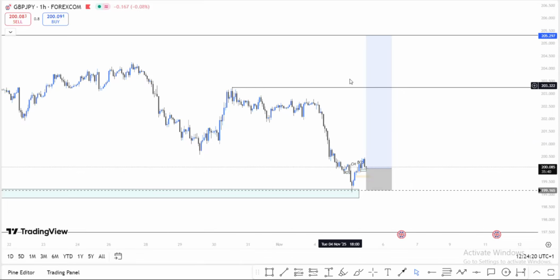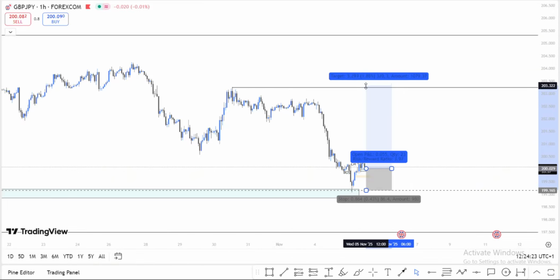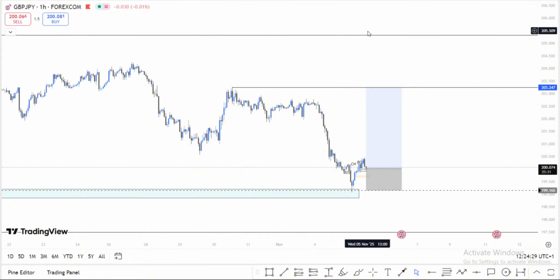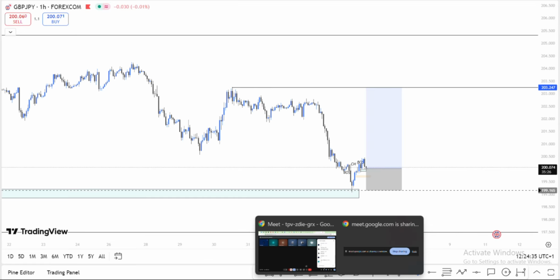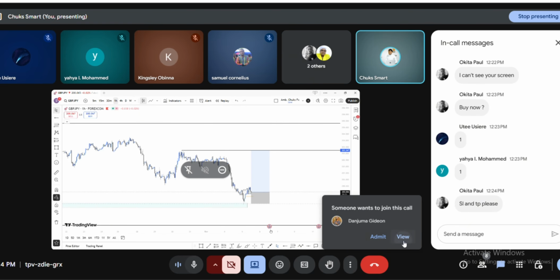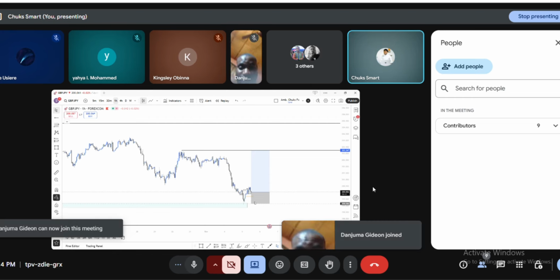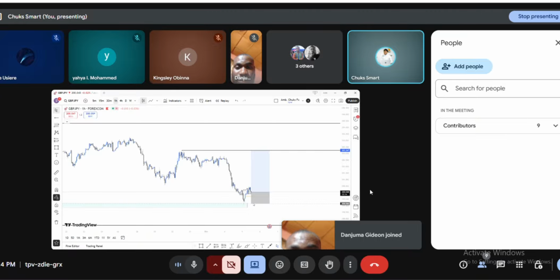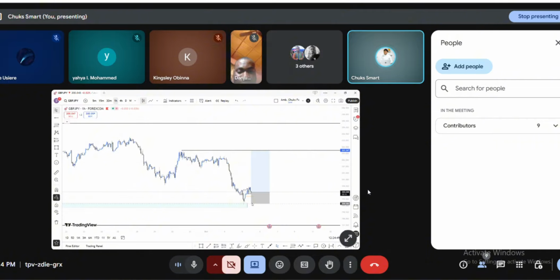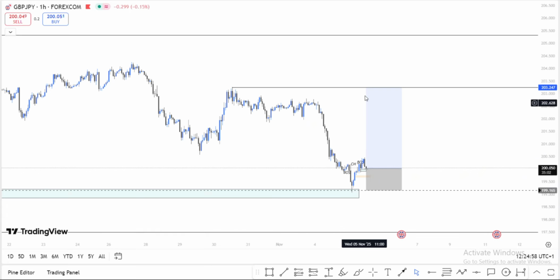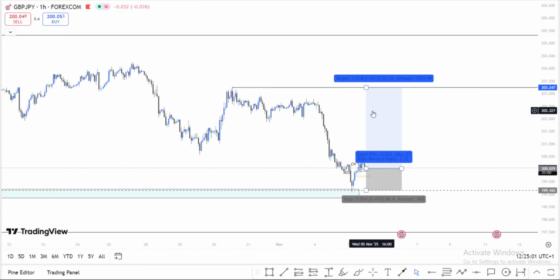So if you are targeting, you can target this high as your first take profit. You can target here as your take profit, right? You can target here, or you can still target above, depending on how long you are willing to wait. If you are willing to hold it for days, let's say throughout this week till next week, then you can hold. But if you're not willing to hold, you can just target the first area, which is this level for a buy TP.